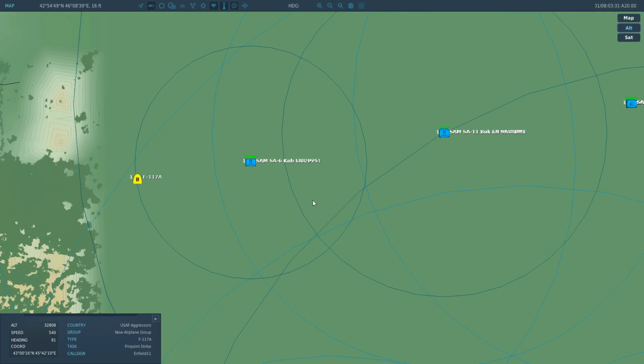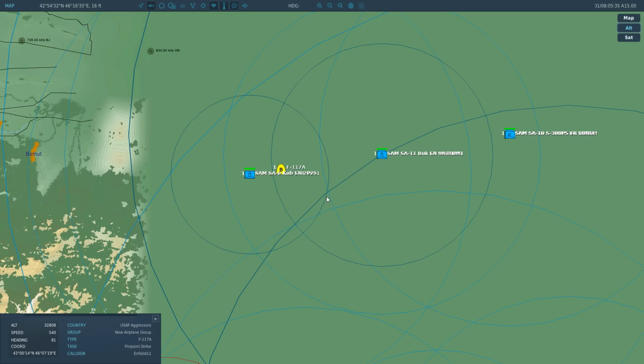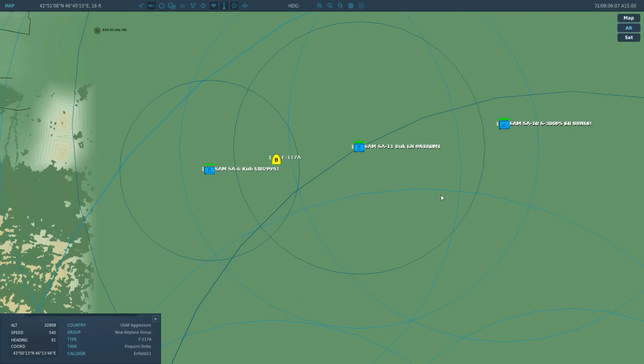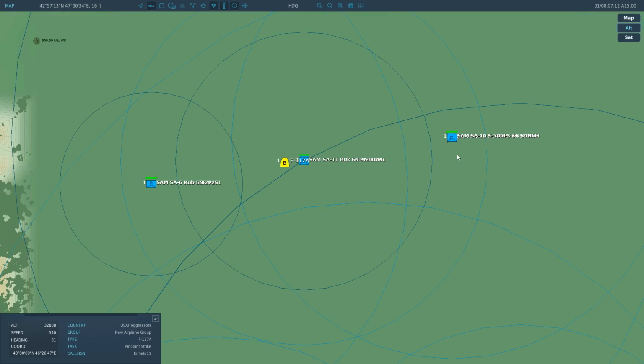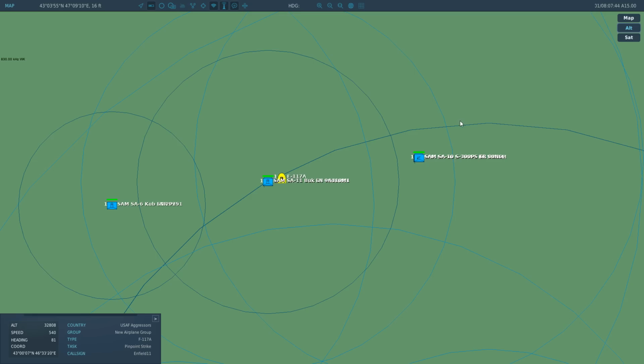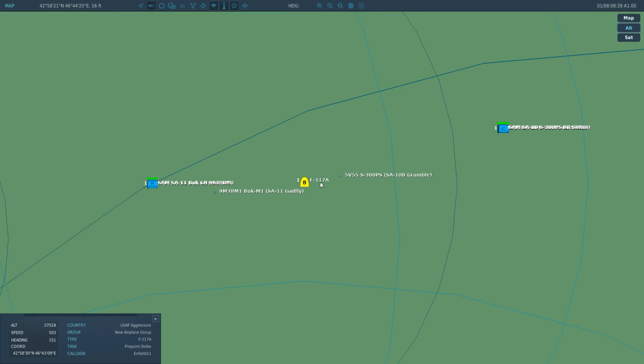That's going to go right over the SA-6. We know that. And it's not going to go over the Buck, I don't think. And it's definitely not going to go over the SA-10. Can he escape? He's running away. I did tell him not to run away, but no, he can't get over it. Simple as that.